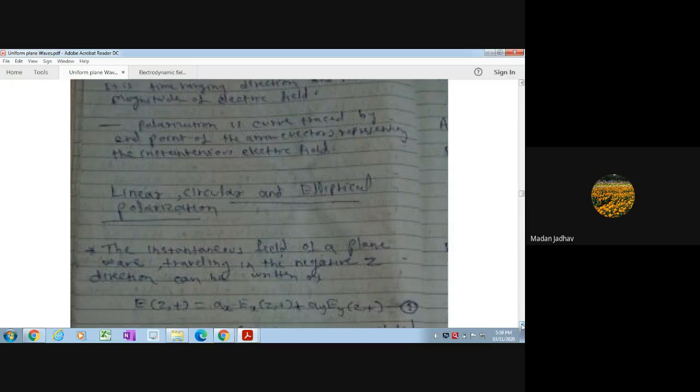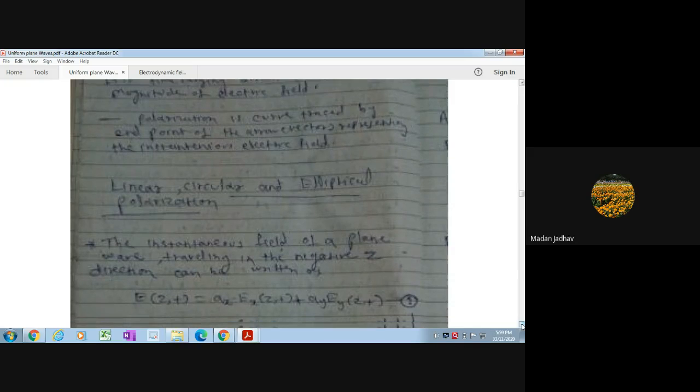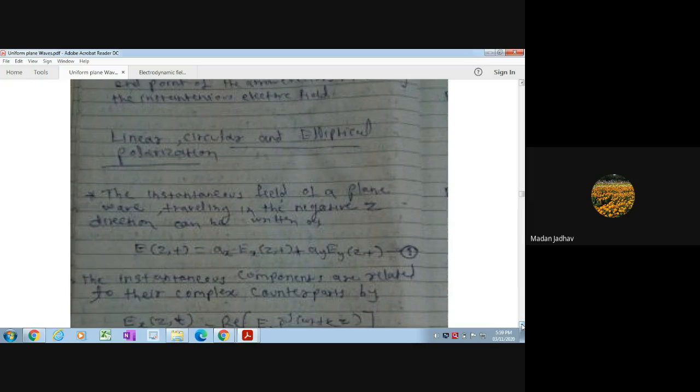And when the curve traced by the electric field is circular in free space with respect to time, then we say that the polarization is circular polarization, meaning the tip of that vector is tracing a circle in free space. And when the tip of the electric field traces a curve like an ellipse, then we say it is elliptical polarization. So there are three types of polarization: linear polarization, circular polarization, and elliptical polarization.